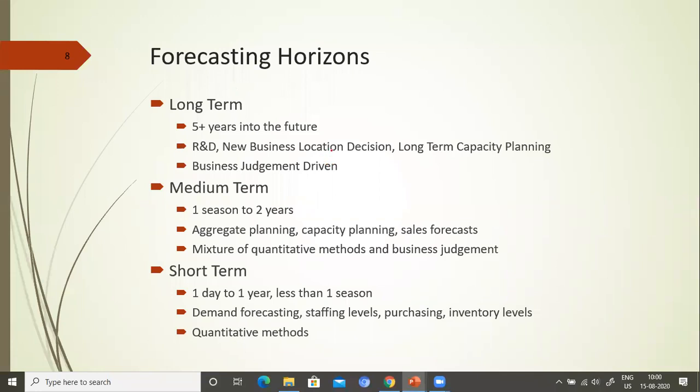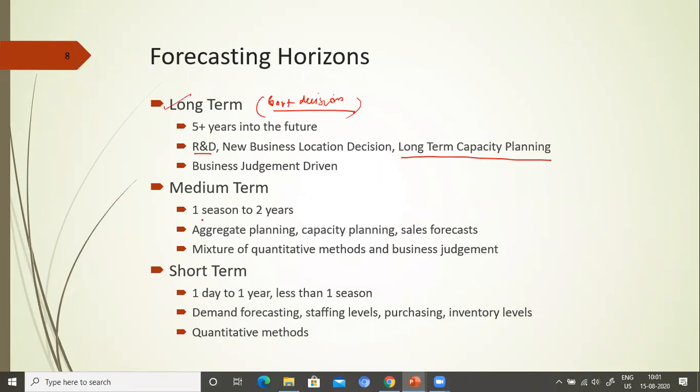All right. So there are mostly three kinds of forecasting horizons. Long term, 5 years plus. So long term capacity planning, or say long term R&D. These are mostly government decisions. We used to have something called the Planning Commission in India, so 5-year plans, things like that. You would have heard about it. So long term is one forecasting horizon.